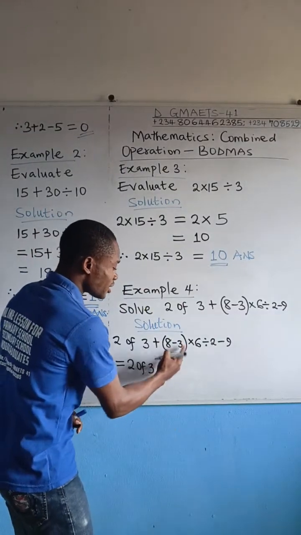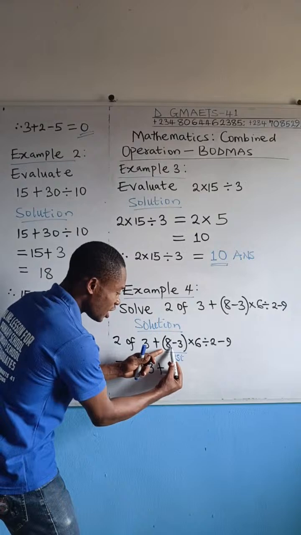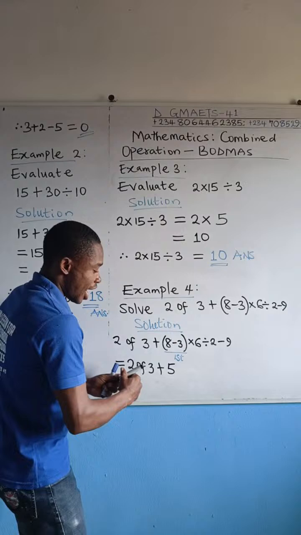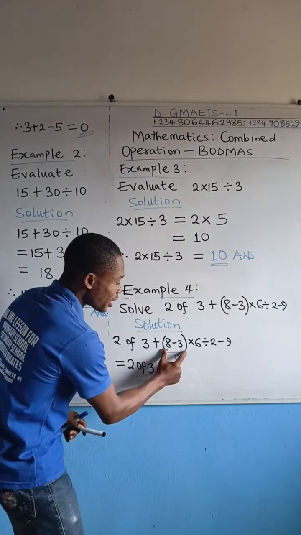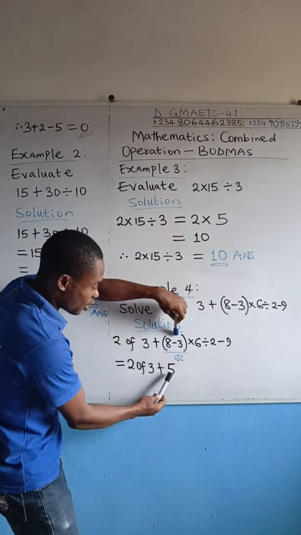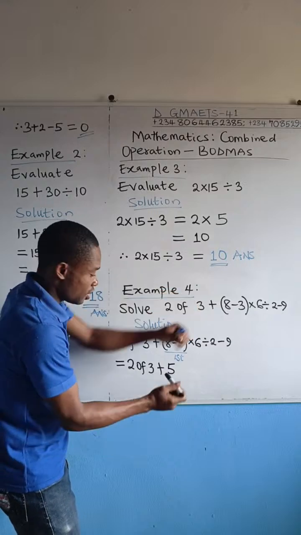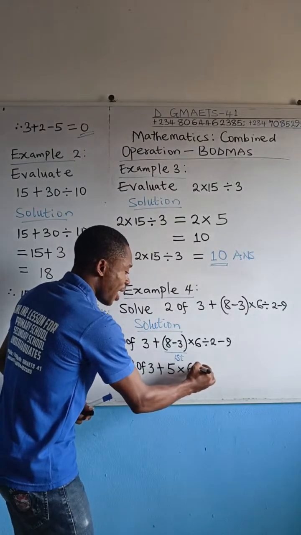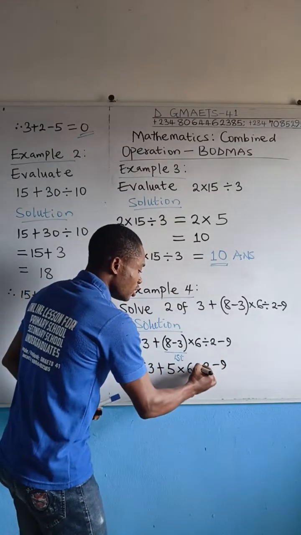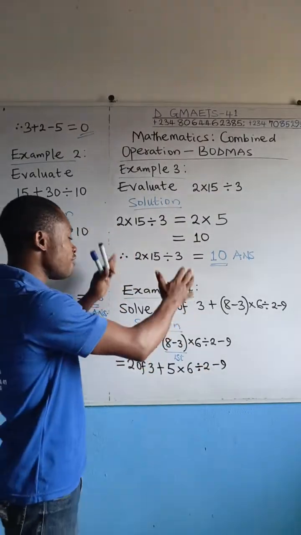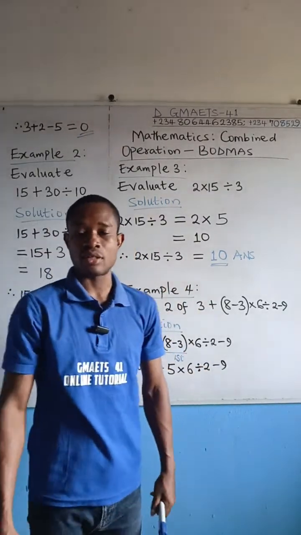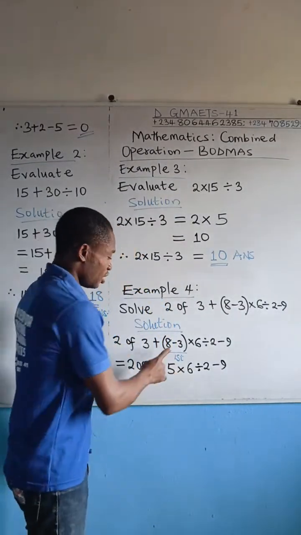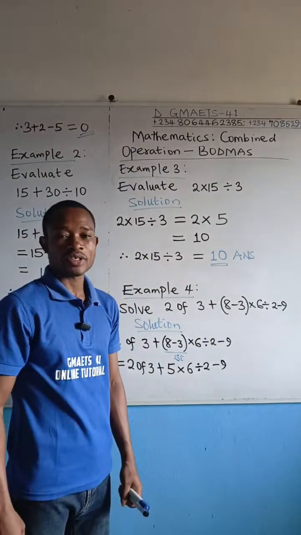So 8 minus 3 will give us 5. In place of this 8 minus 3 giving us a single number 5, you will write that 5 down. You can see it. After this bracket which gave us 5, you have times. So you fix your times, have your 6, then divided by 2 minus 9. Did you notice something here? I copied every other thing down the way it is. The only thing I had to deal with is this bracket. So solve that one first.